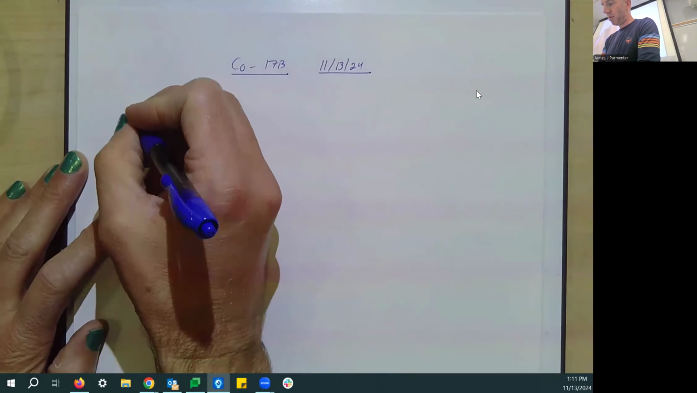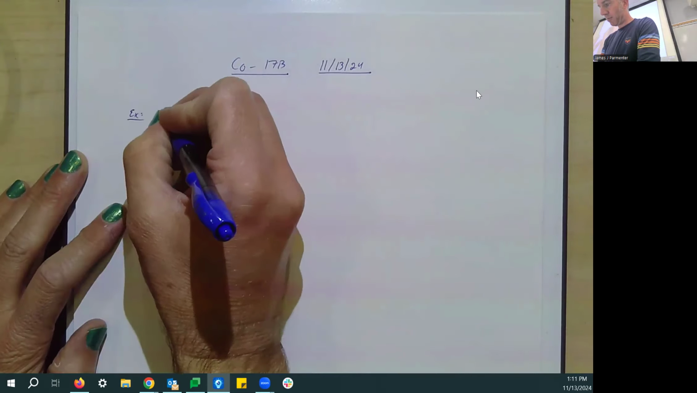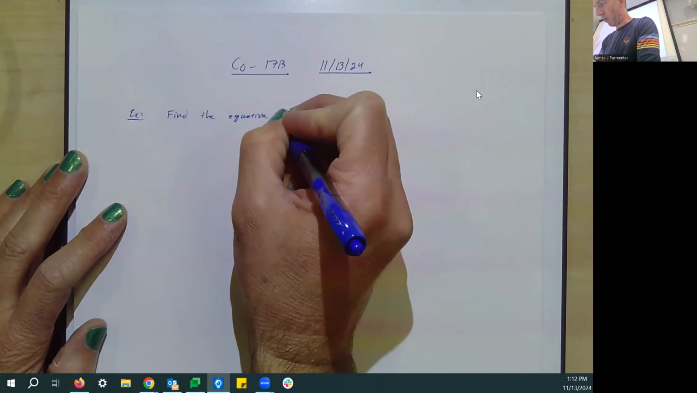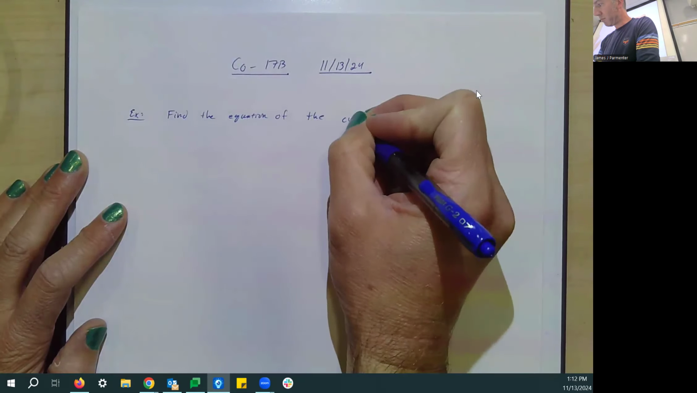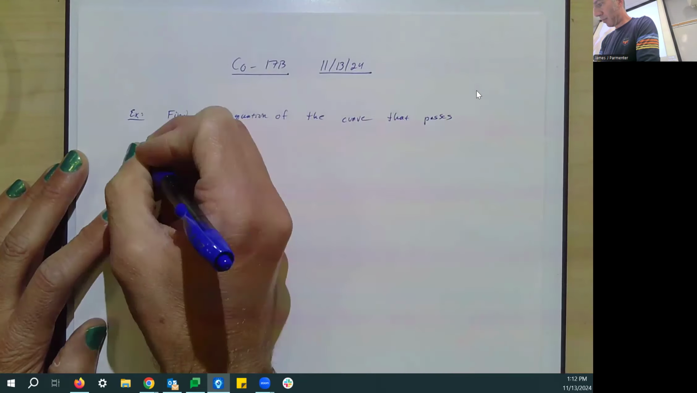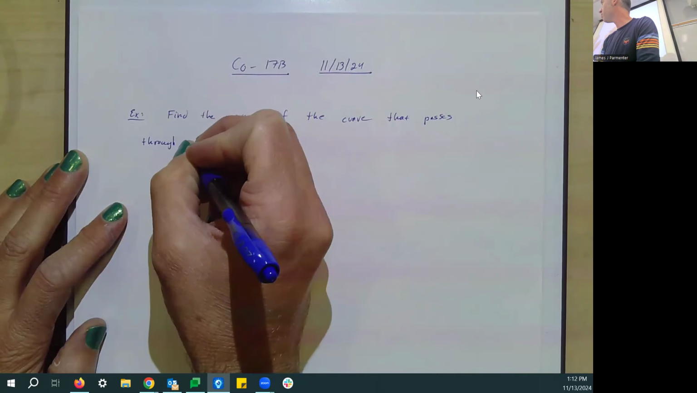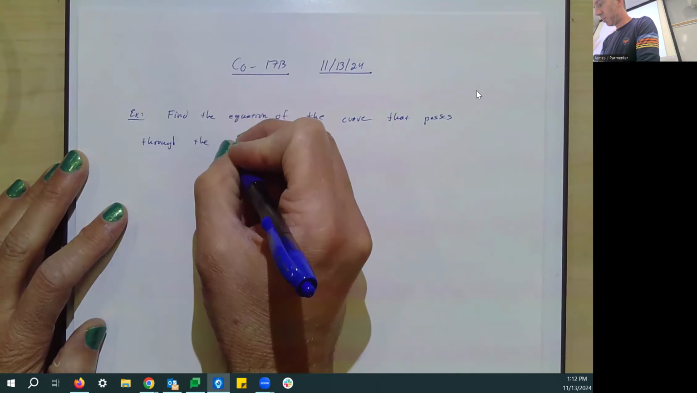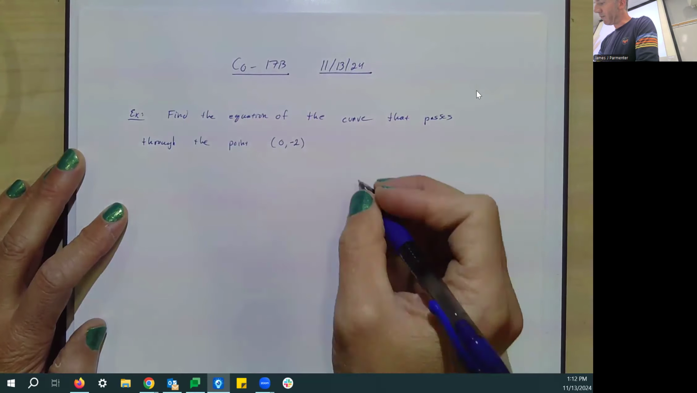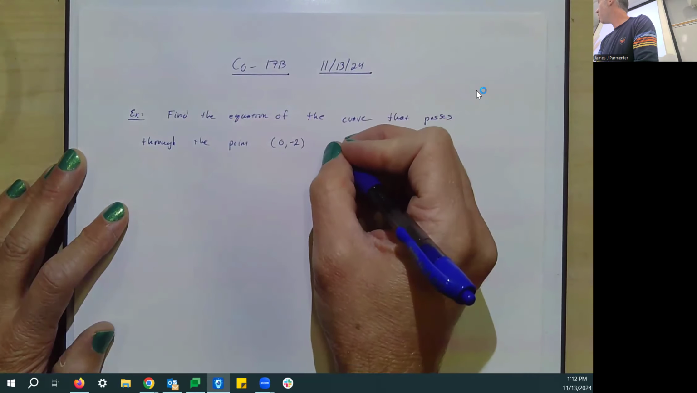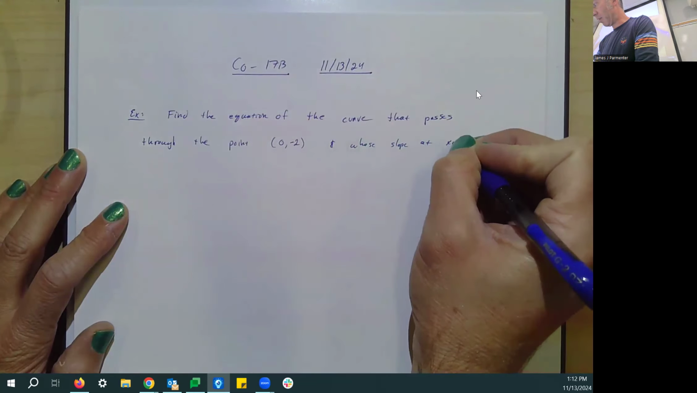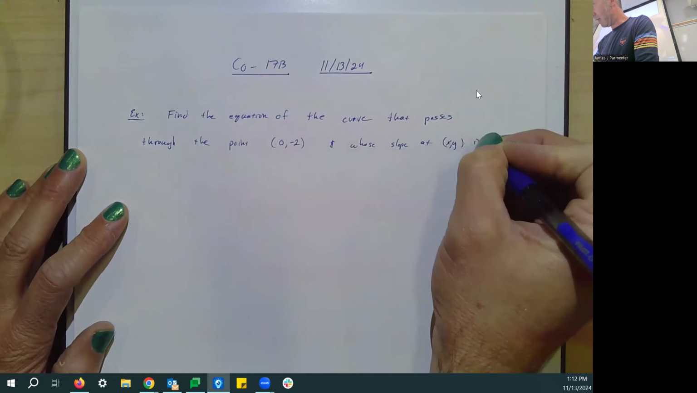We want to find the equation of the curve that passes through the point. I'm going to change that to (0, -2). Yeah, that'll be fine, I think. And whose slope at (x, y) is x times y.